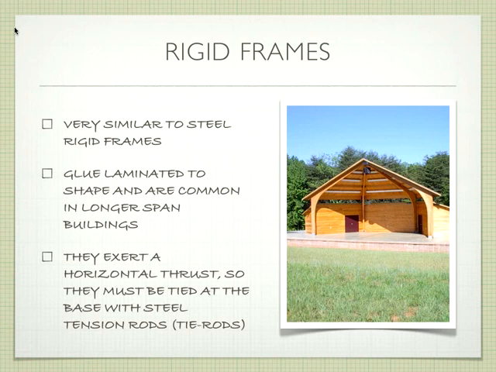A rigid frame is one piece, kind of like an arch, and another piece, kind of like an arch, that meet in the center. So you have one rigid frame and another rigid frame. They push against each other on the top. They want to thrust out at the bottom, so you need a tie rod that keeps them together.